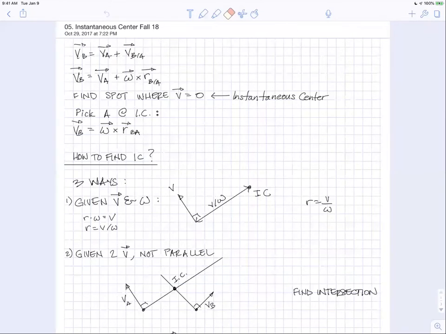So we've been solving a lot of these problems using relative velocity. And so here's the equation right here. Velocity of B is velocity of A plus B relative to A. And we write in what we know about everything, and we end up with a vector equation, and there's two unknowns. And taking X and Y components, we're able to solve that.